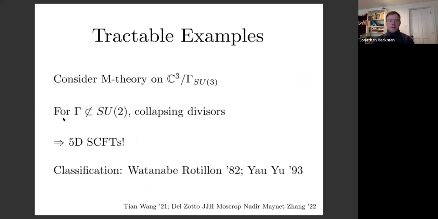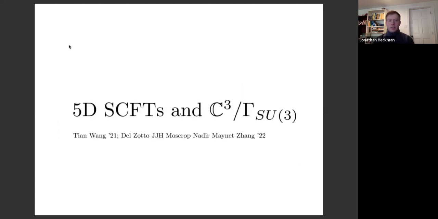Okay, so I'm going to focus on some tractable examples coming from M theory on the following kinds of orbifold singularities. And I want to make a 5D CFT, so I'm going to demand a collapsing divisor. So I'm not going to take silly examples like gamma just being a proper subgroup of SU2. I'm really going to demand that it fills out a genuine SU3 subgroup. And when we do this, we get a 5D SCFT. A nice thing is that these kinds of singularities, the groups and even the corresponding hypersurface singularities associated with them, were worked out long ago. Okay, so now I'm going to move on to 5D CFTs via these kinds of orbifolds.